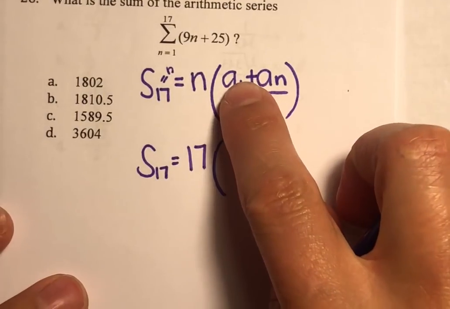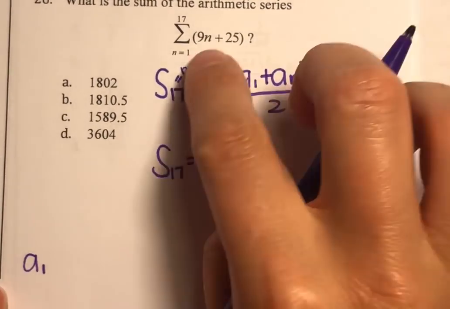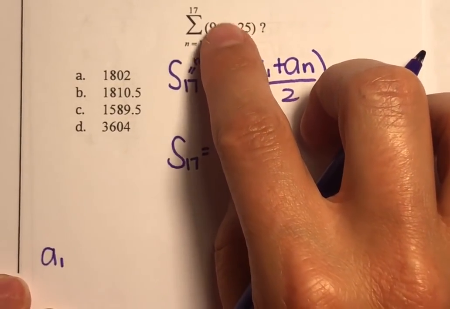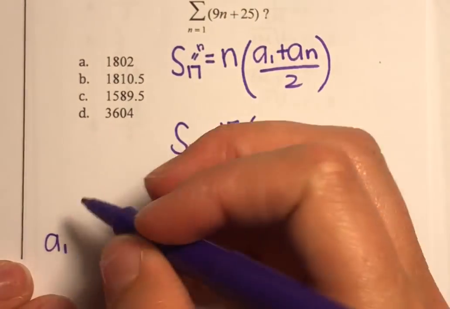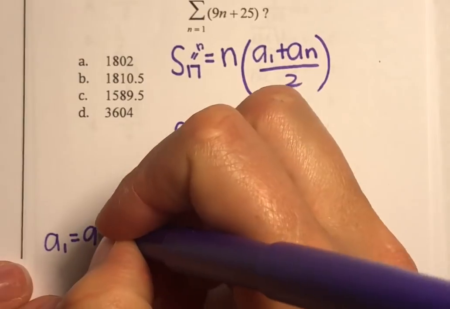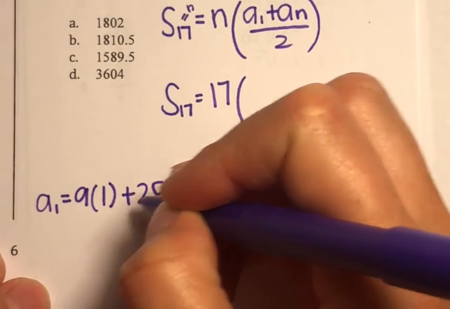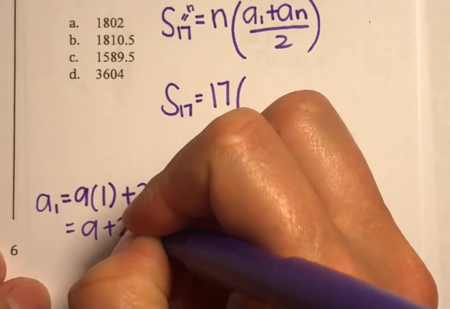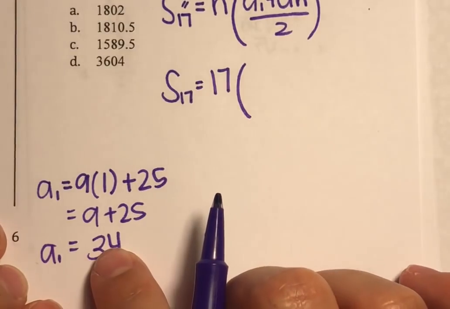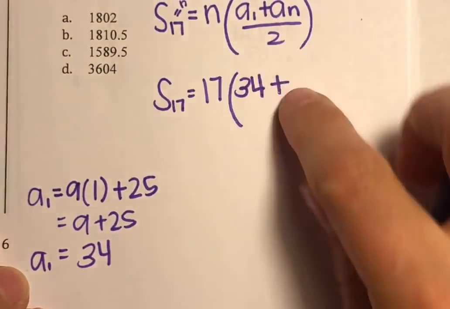I'm going to find a1. To find a1, we're going to use this expression that they give us, and we're going to plug in 1 for n. So to find a1, I'm using 9n plus 25, but I'm replacing n with 1. So a1 is 9 plus 25. I have a1 is 34. So I'm going to go ahead and plug that in for a1 into my equation.